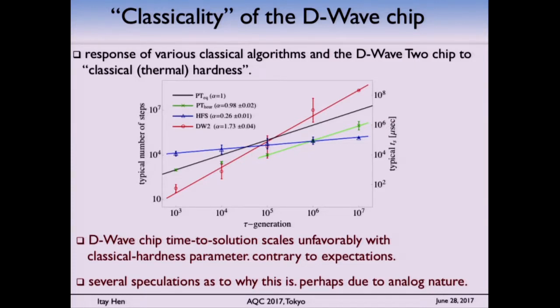But this is the red line here, and as you can see, the slope is 1.73, much larger, meaning that at least for this, the D-Wave device is more susceptible to classical hardness than parallel tempering. If I go 5 orders of magnitude for parallel tempering, it goes 8 orders of magnitude harder for D-Wave. So it really hit us by surprise, and we did not understand why it might happen.